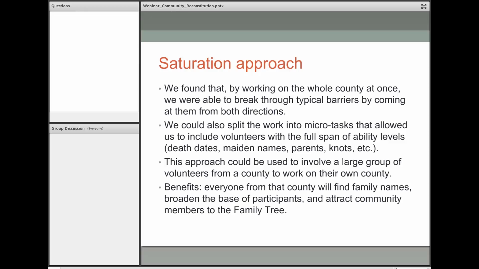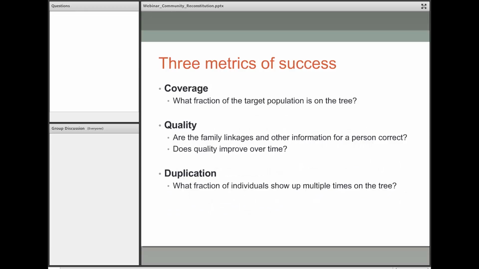So a couple metrics of success for your own community reconstitution project is what fraction of the target population is on the tree. And ultimately what we're aiming for is to try to get the entire population for the town or a particular record collection onto the tree. We also want to measure quality: are the family linkages and other information for that person correct? And then does the quality improve over time?